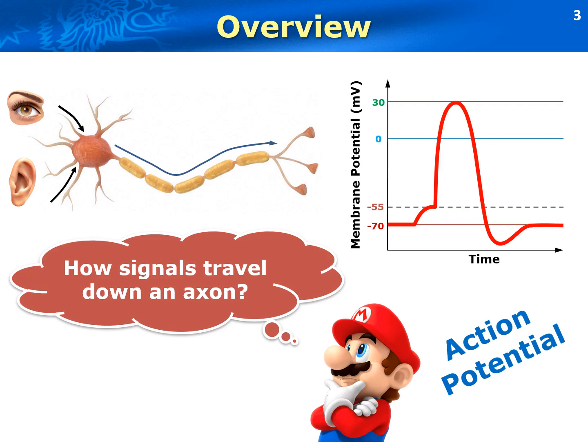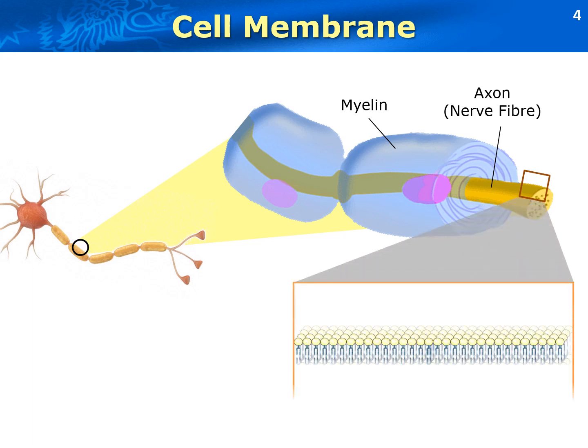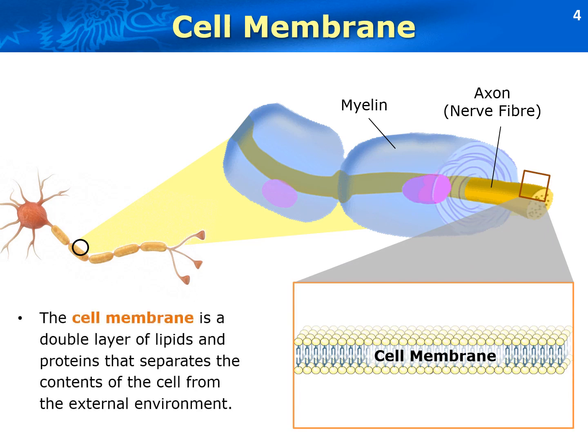The first concept is membrane. Let's look at this neuron. We zoom in on the area of its axon. We notice the yellow nerve fiber. When magnifying this region further, we can observe the cell membrane of this fiber, which is a double layer of lipids and proteins that separates the contents of the cell from the external environment. This region is the contents of the cell, which is inside the cell. And the opposite part is the external environment, which is outside the cell.